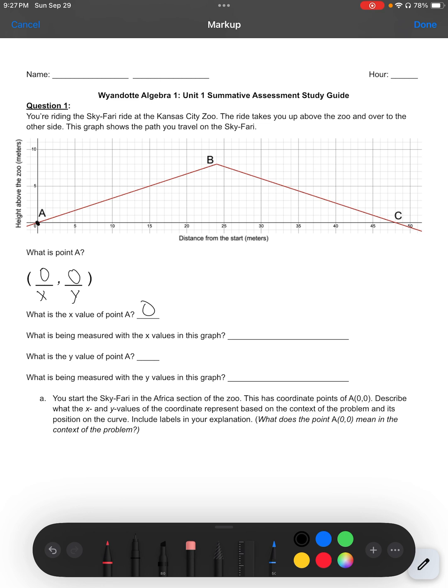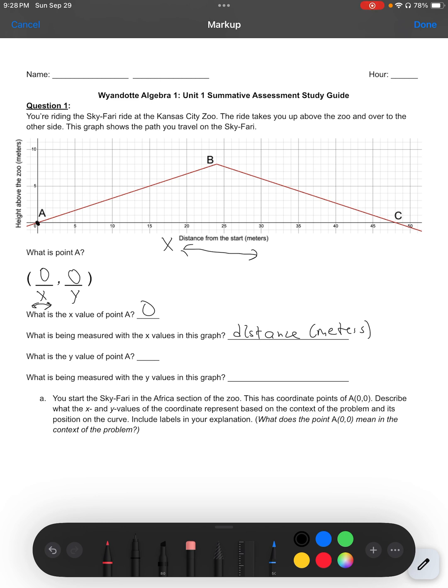And then it asks, what is being measured with the x values on the graph? Well, the x values are the numbers that tell us how far to the left and right we are. So left and right. What we're measuring from left to right is the distance from the start in meters. So what's being measured with the x values on this graph is the distance, and we're using meters to measure.